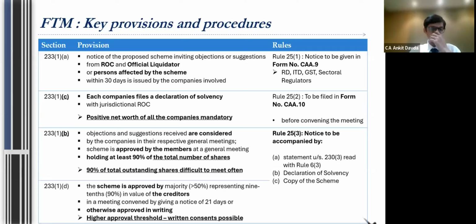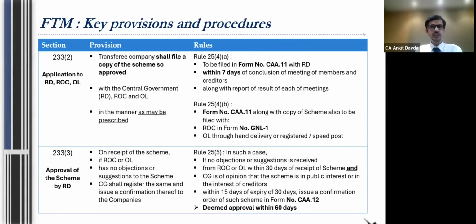So both approaches are possible. In the second approach you can save on time, that within 35 days you can have objections and suggestions of regulatory authorities and also conclude the meeting of members and creditors. So section 233(2).